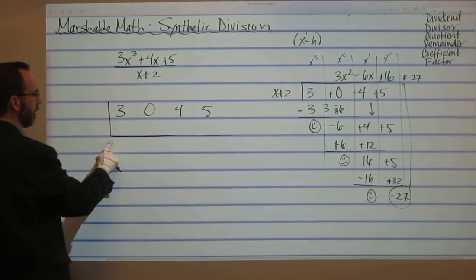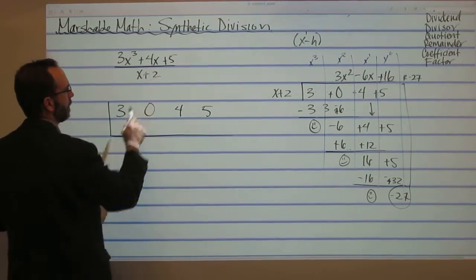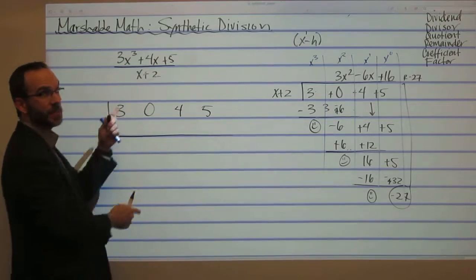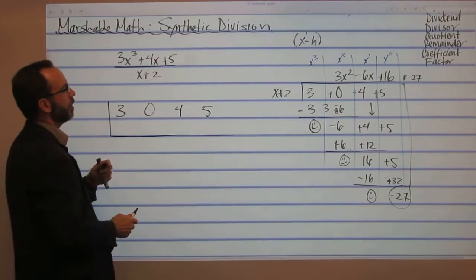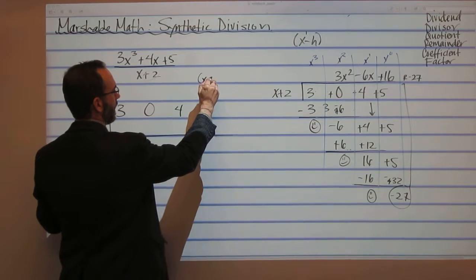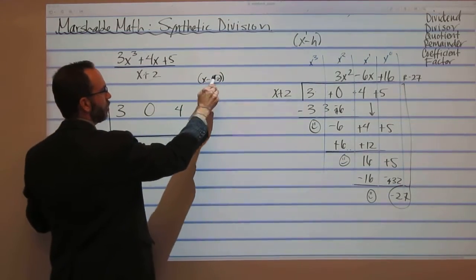Okay. Now let's talk about the divisor. All I really need here is this number right there. But if it's x minus h, what is the h in this particular circumstance? Wouldn't it be -2, right? Isn't this going to be x minus a -2, like that? So the -2 is what I want.